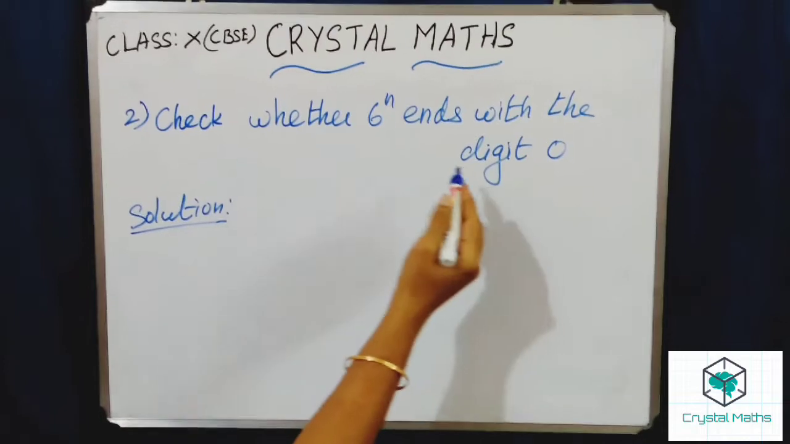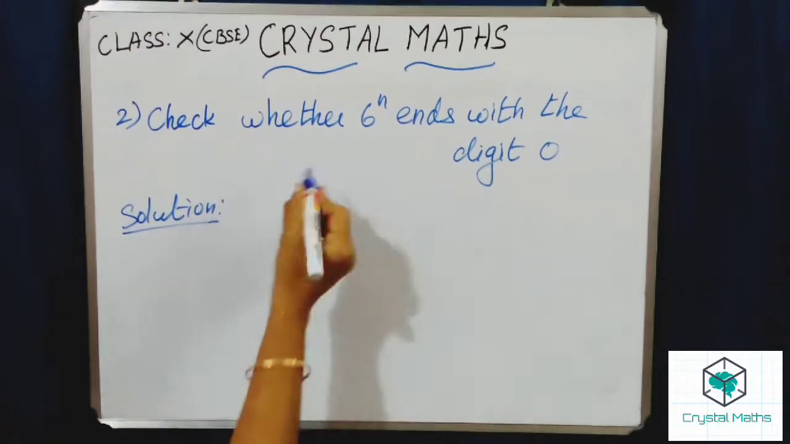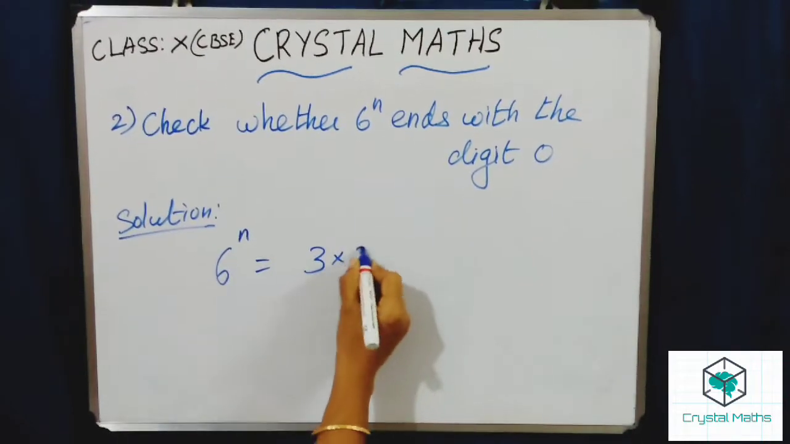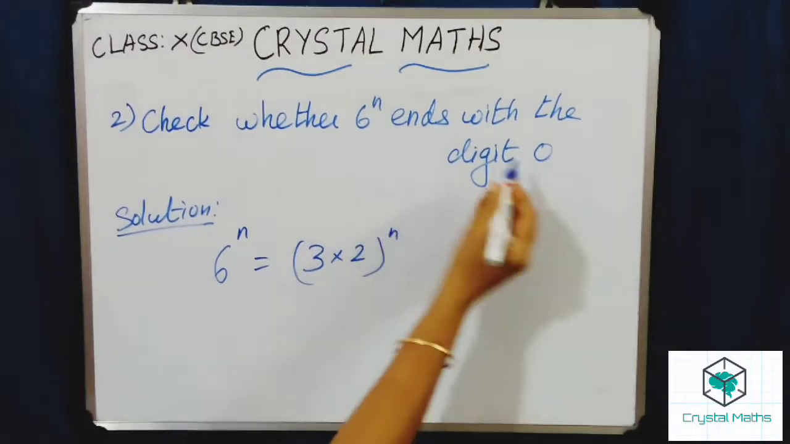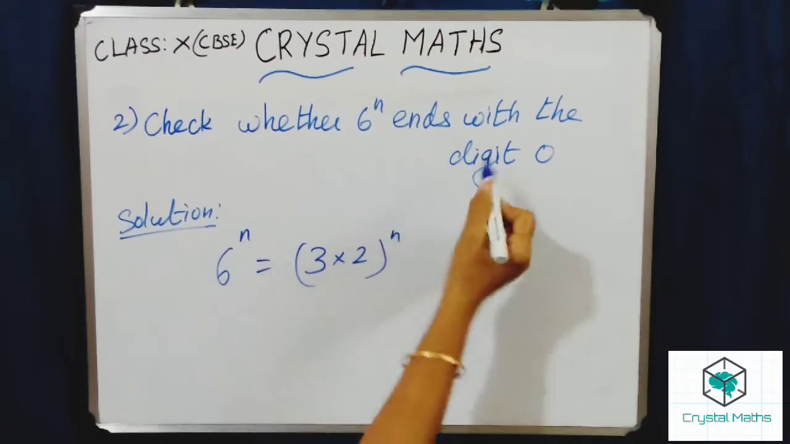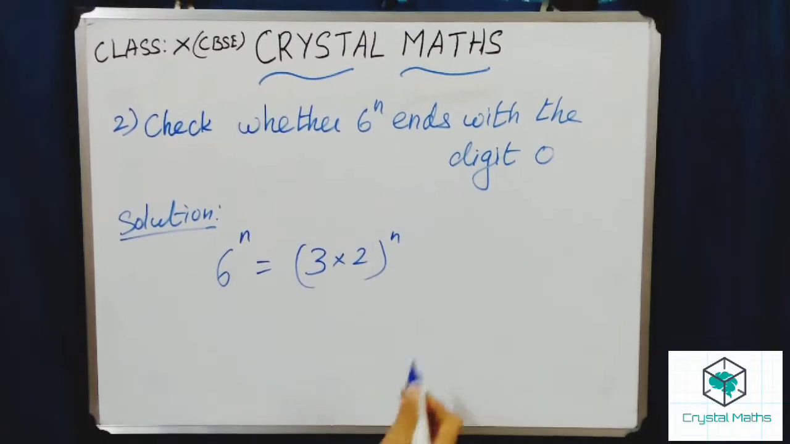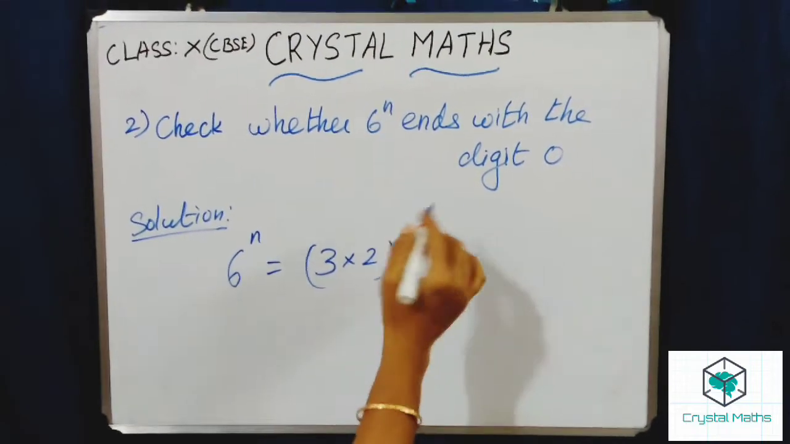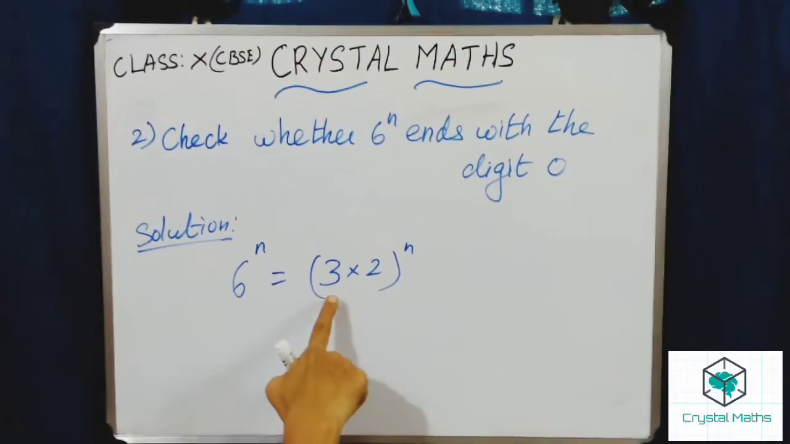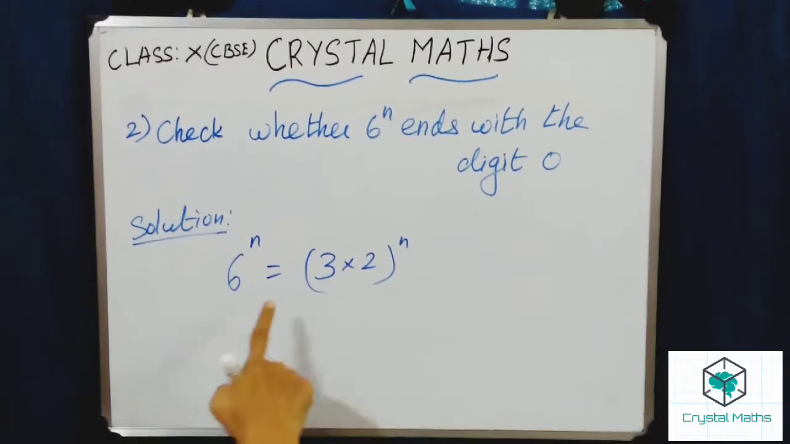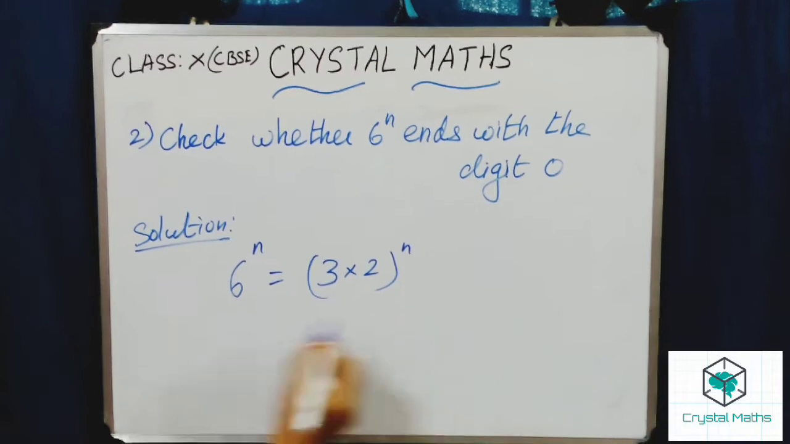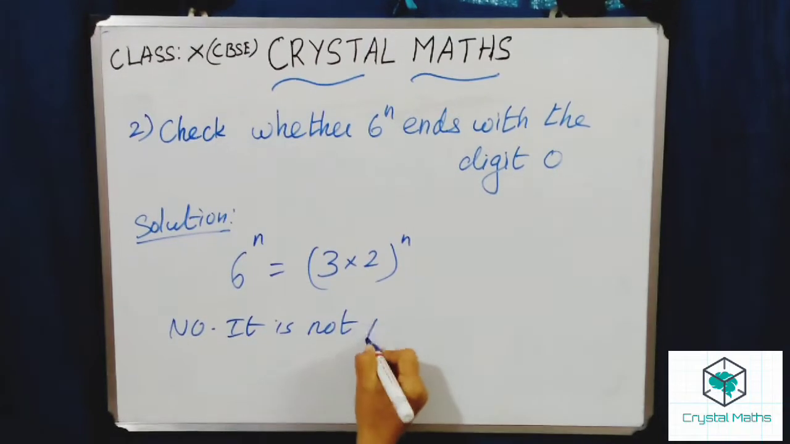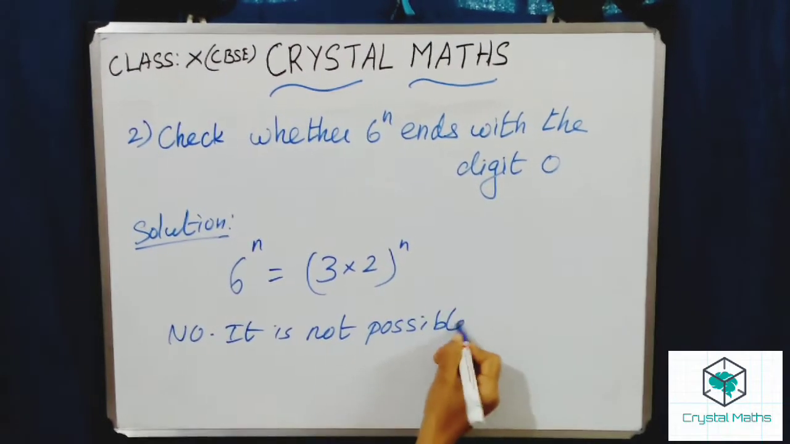Check whether 6 power n ends with the digit 0. We can factorize 6 power n as 3 into 2 whole power n. If a number ends with the digit 0, it should be a multiple of 10. That means it should have the factors 5 and 2. But in this, we don't have 5. Only 2 is there. So, it is not possible. We can write, no, it's not possible, because it doesn't have the factor 5.